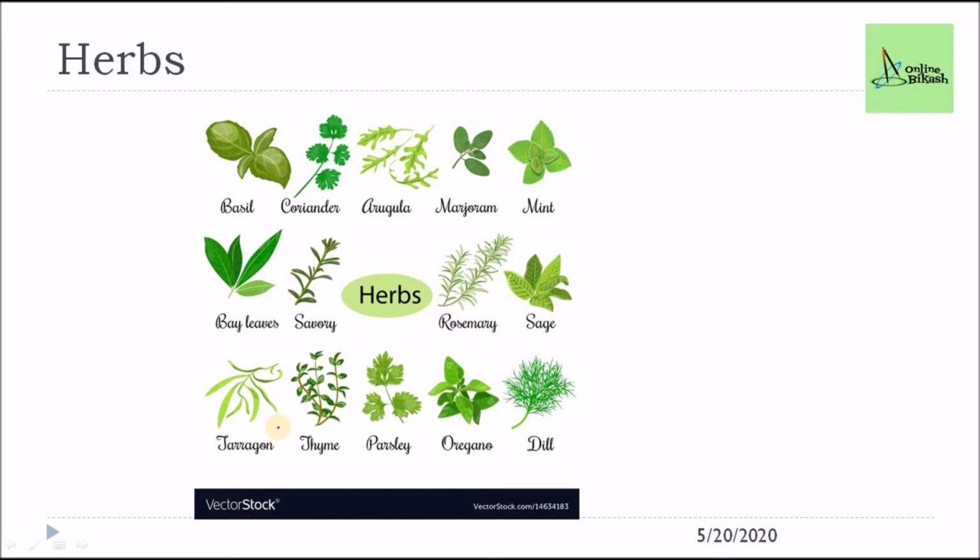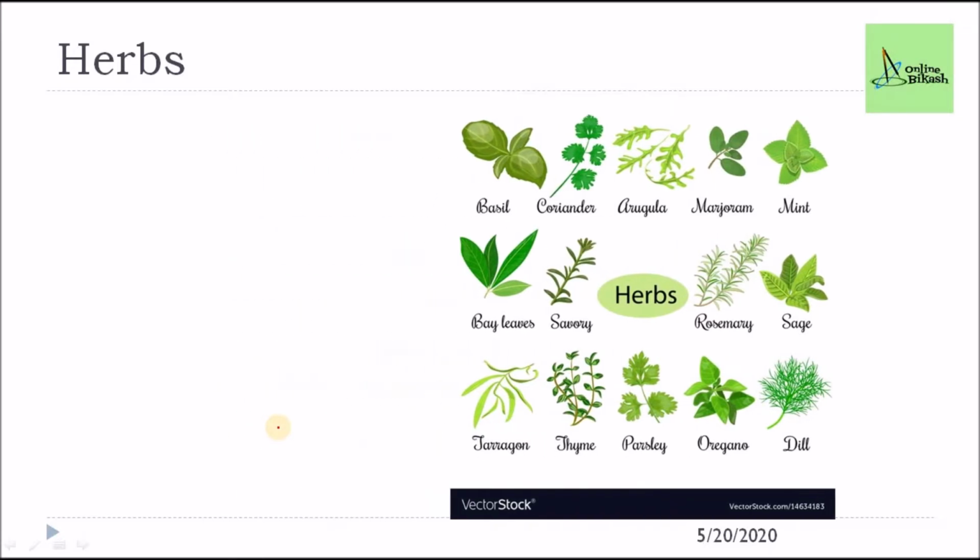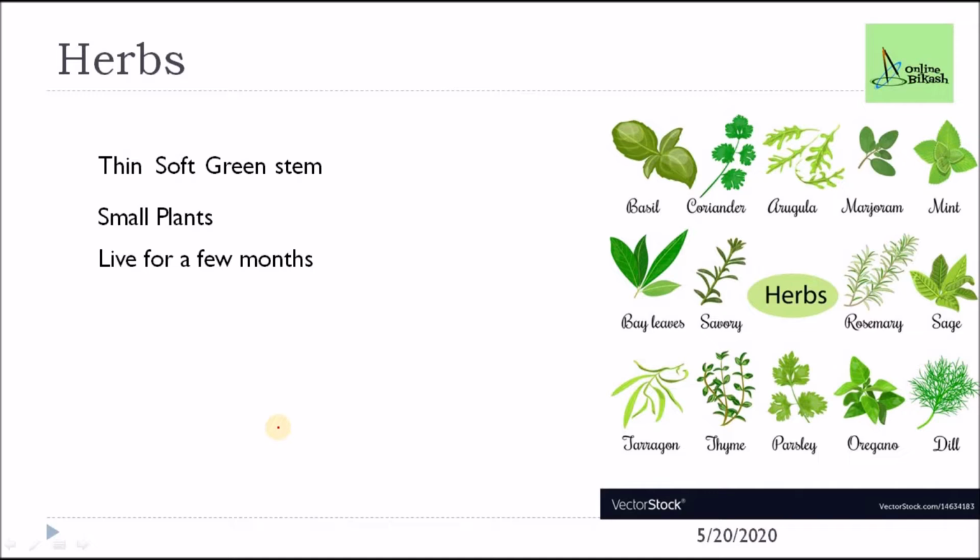You have seen some plants that are very thin and very soft, and they have a green stem. Even coriander leaves, have you seen? In coriander they have a very delicate, thin and soft green stem which we eat. They are very small plants and they live for a few months only. So these types of plants are called herbs. They do not live for more than a year. They basically live for just a few months, and some herbs live for more than a month.